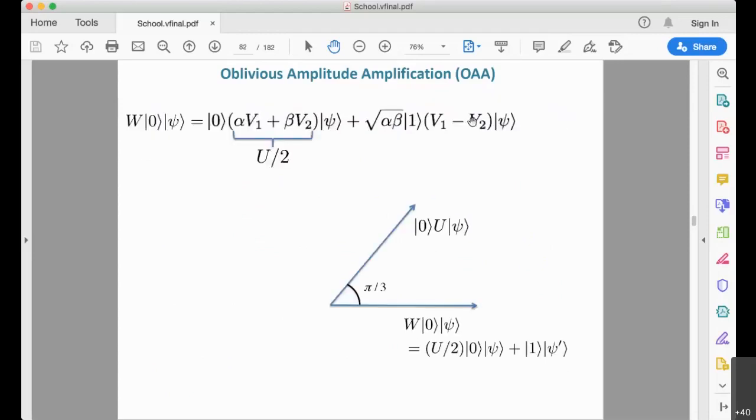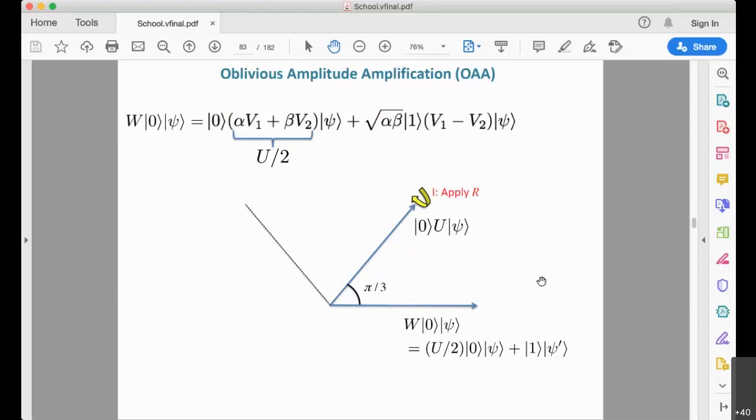But if the linear combination was exactly half a unitary, I can represent these states in the following way, in a two-dimensional Hilbert space. This is the overall state, W0 psi, which I represent with this vector. And now I'm representing this part as another vector. Because this is exactly half of a unitary, I know that the overlap between this vector and this vector is exactly 1/2. This implies that, in this representation, the angle between these two is exactly pi/3.